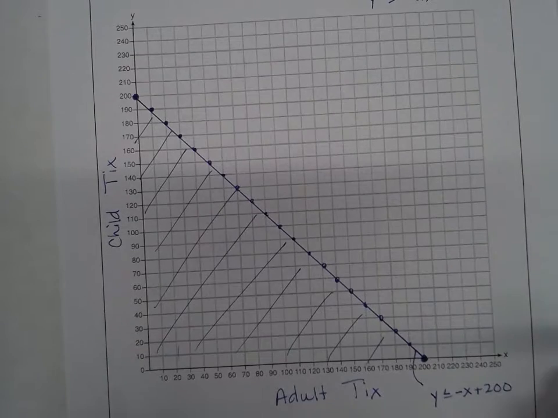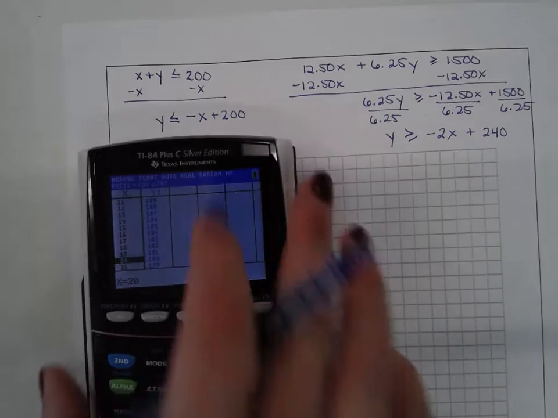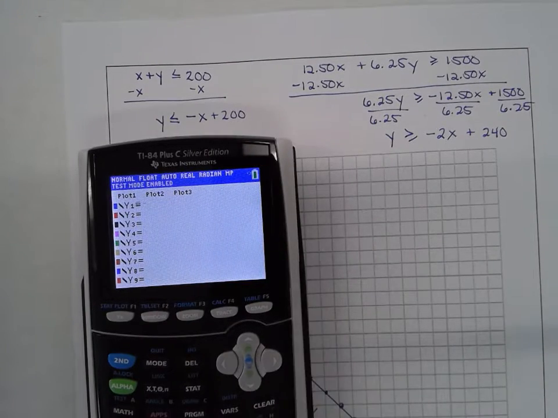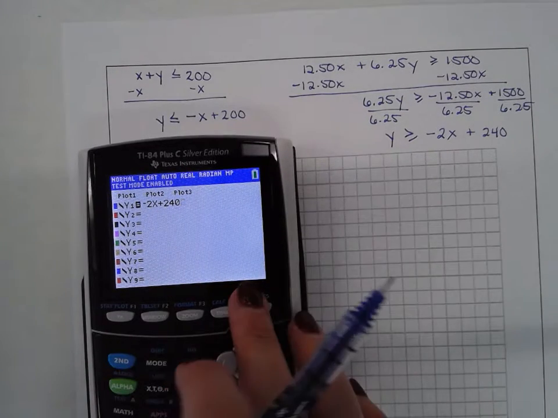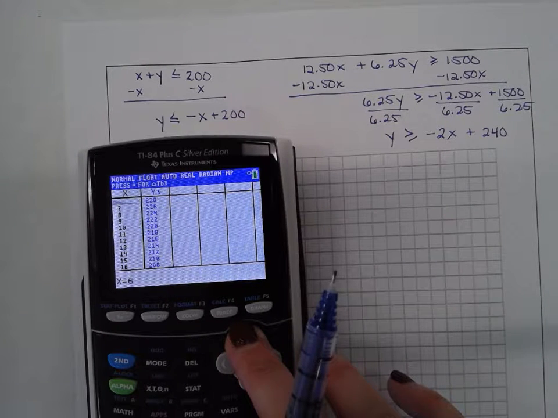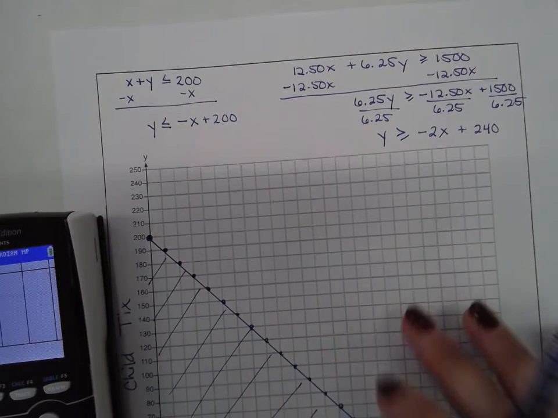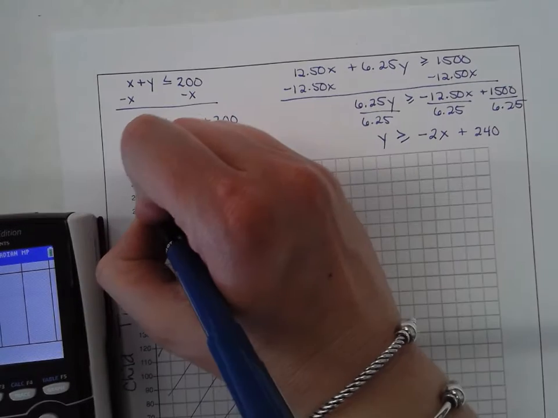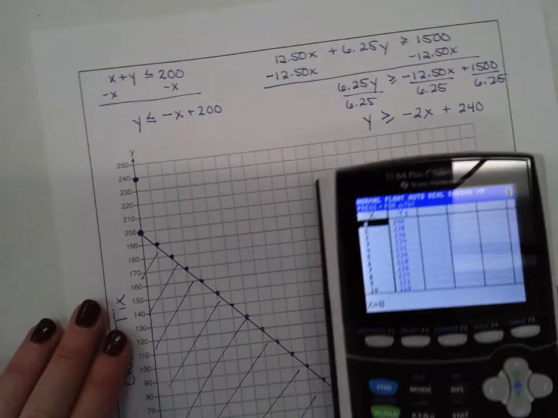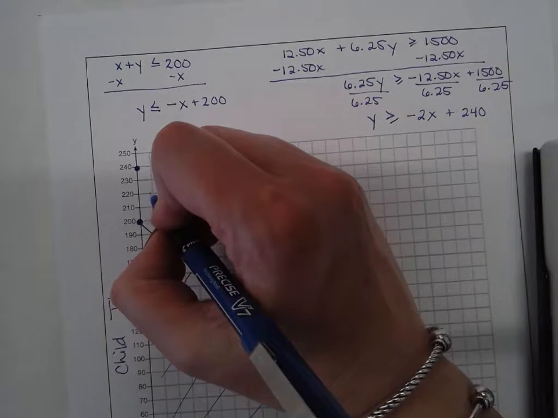Now I have to go through and do everything all over again with my second inequality. So on my calculator, negative 2x plus 240. I'm going to go to the table. And let's see here. Go back up to 0. So 0 to 40. That's where I start. 10 is at 220.